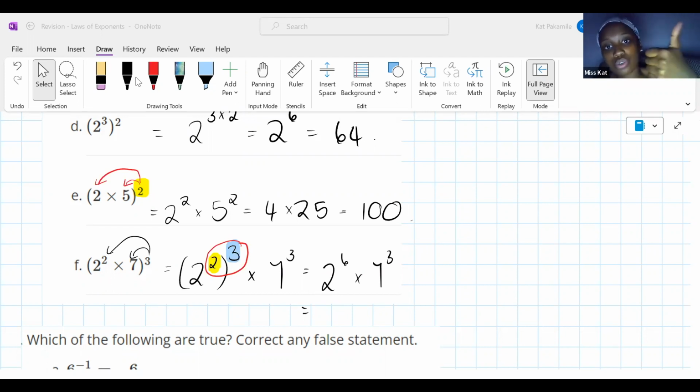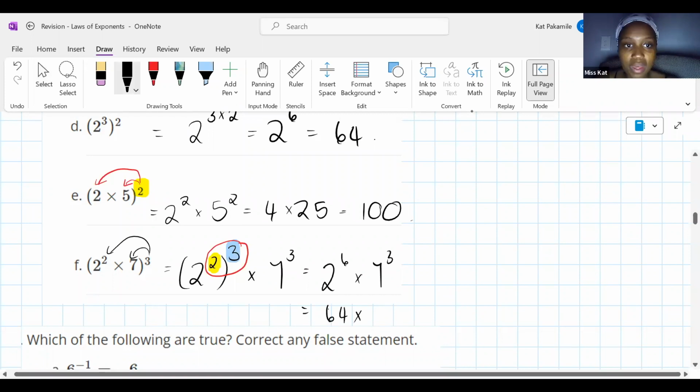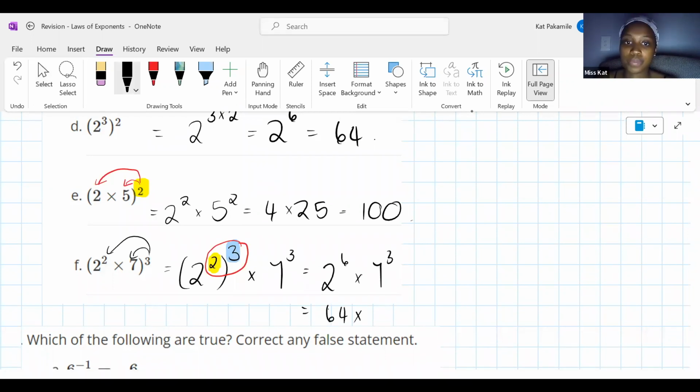Wait. 2 times 2. How much is that? It's 4. Times 2 is 8. Times 2 is 16. Times 2, 32. Times the last 2. So the answer is 64. Sorry, ma'am. 64. It's okay. And then what's 7 to the power of 3? You do the same thing, but 3 times. Okay, 7 to the power of 3 is equal to 343.